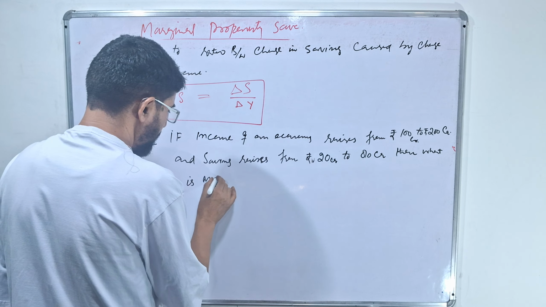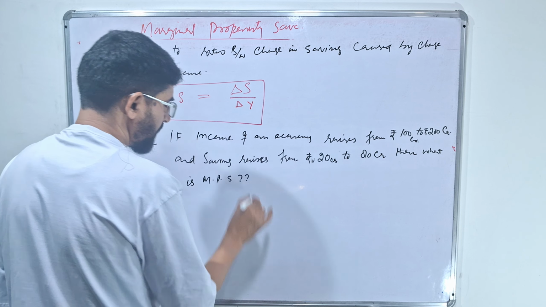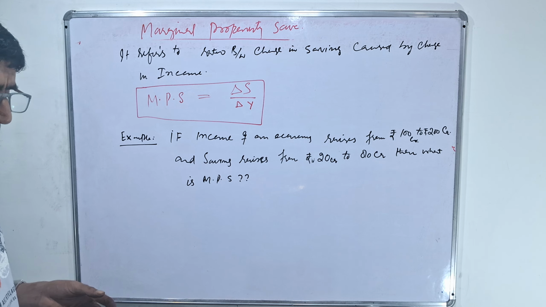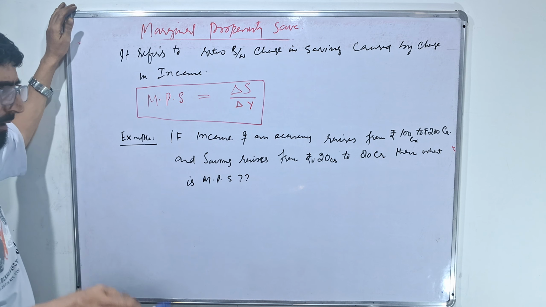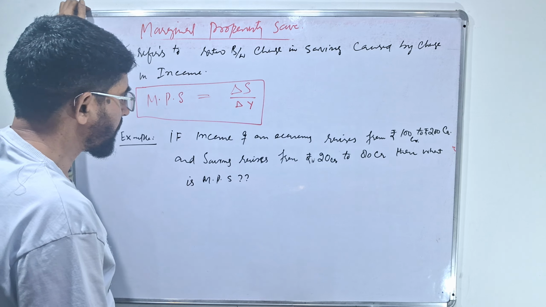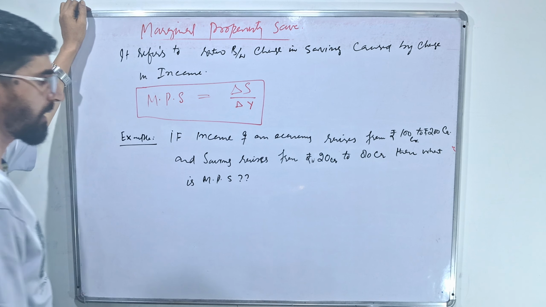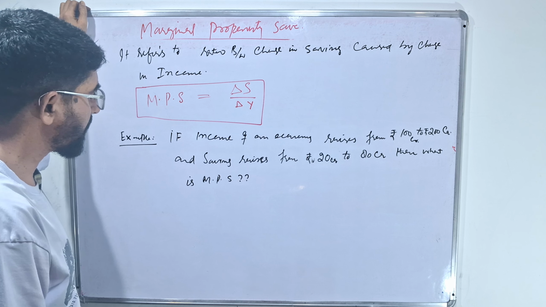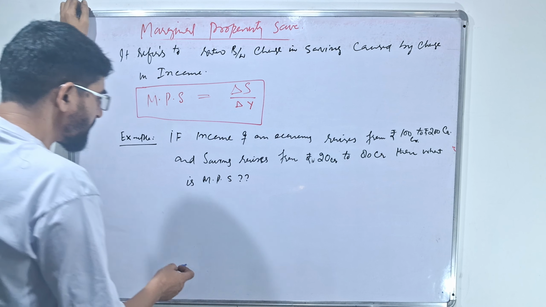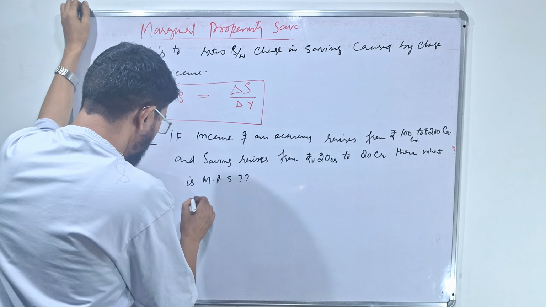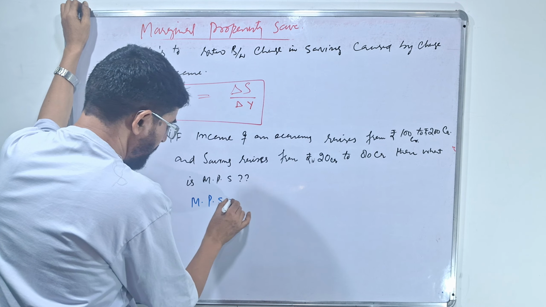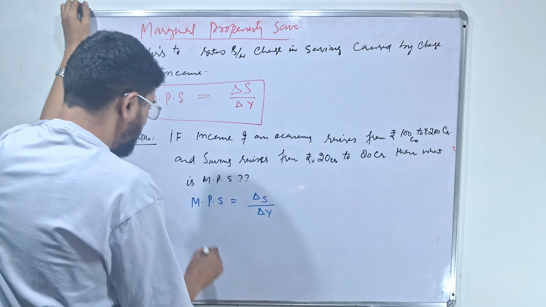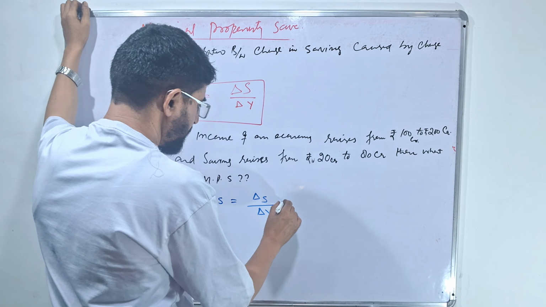is marginal propensity to save? Simply, as I told in previous lectures, margin means additional. When we gain additional income, then definitely that additional income will be saved. Simply, I will write the formula: marginal propensity to save will be equal to change in saving divided by change in income.